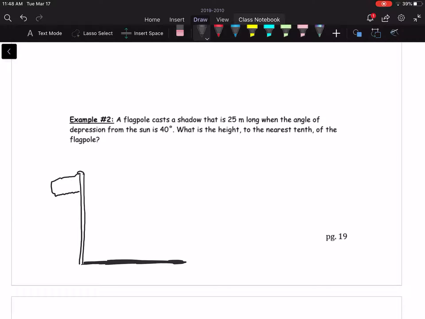And so here's my shadow on the ground, which has a length of 25 meters. And it says that the angle of depression is 40 degrees. And so my line of sight here that I'm going to be drawing is from the tip top of the flagpole all the way down to the tip of the shadow. And so my angle of depression is, remember, between the line of sight and the horizontal. And so my angle of depression is actually here. This is actually my 40-degree angle.